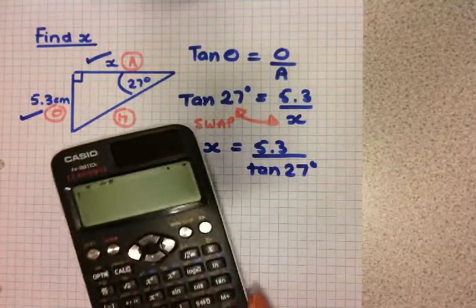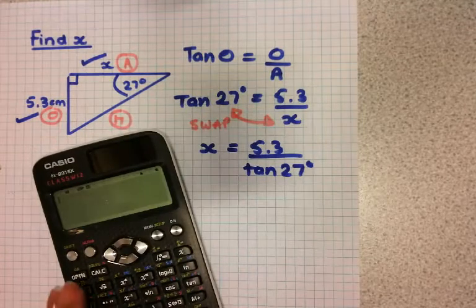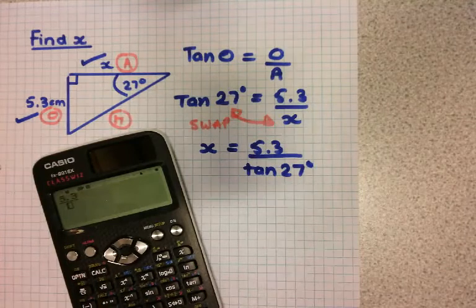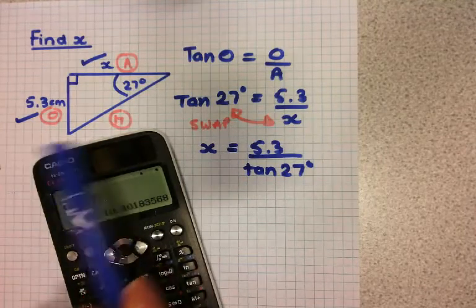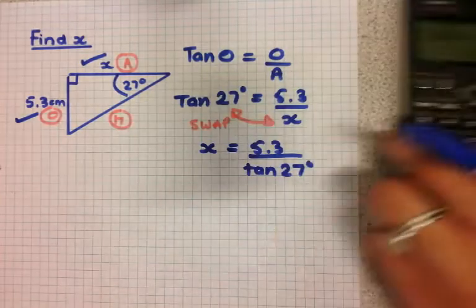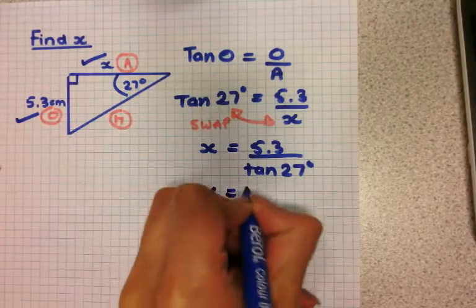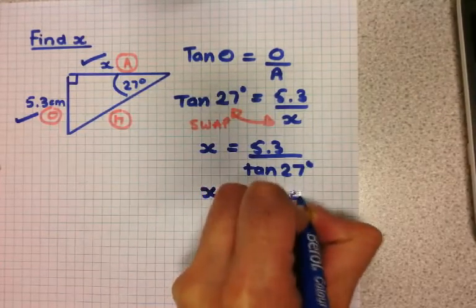Right, and then I'm just going to chuck it into my calculator, do a division. So I'm going to use the fraction button, 5.3, move the cursor down, tan of 27 degrees. So round to one decimal place, cutting off after the 4 is 10.4. So x is equal to 10.4 centimetres.